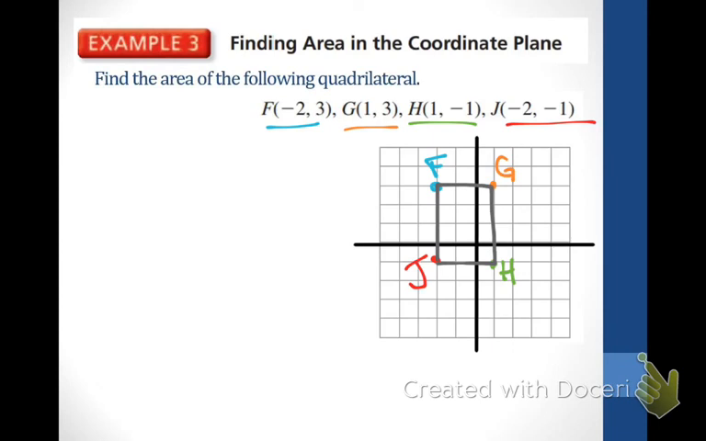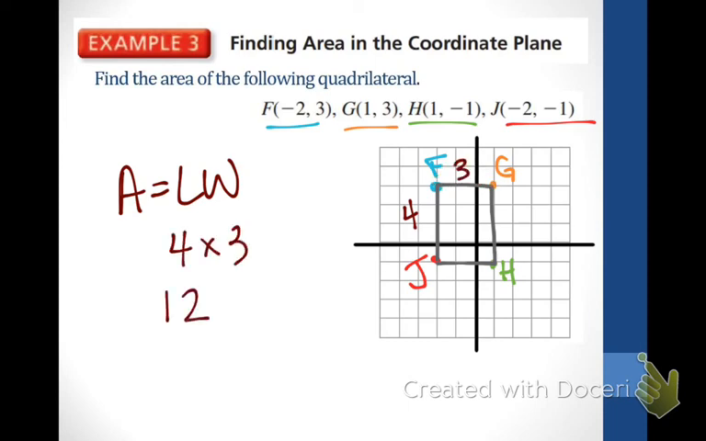Okay? So, area equals length times width. So again, these are all horizontal and vertical lines. So you're going to find the length and the width of the sides. So 1, 2, 3, 4. You can call this the length. The width, 1, 2, 3. So 4 times 3 is 12, and you again would say square units.